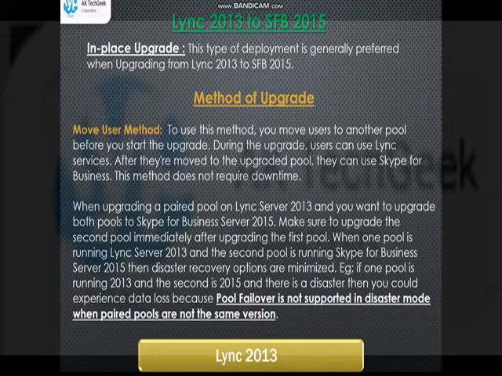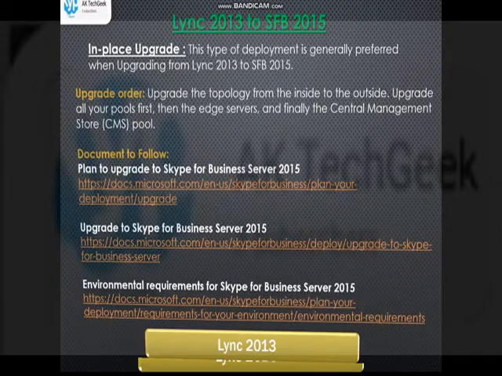Other options are when you are upgrading paired pools, you are on 2013, and you want to upgrade both pools to Skype for Business Server 2015. As I said, make sure that after the first pool is upgraded, you do the second pool upgrade almost immediately.